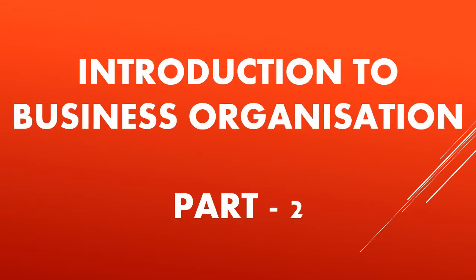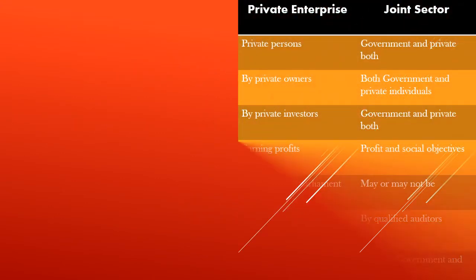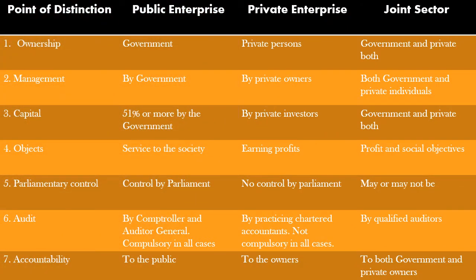So today we will continue with lesson 4, Introduction to Business Organization, part 2, and in this we will start with the difference between public enterprise, private enterprise and joint sector. The ownership of public enterprise is by the government, private by the private person, and joint sector both government and private. The management of public enterprise is done by the government. The private enterprise is managed by the private owners, and joint sector both by the government and the private.